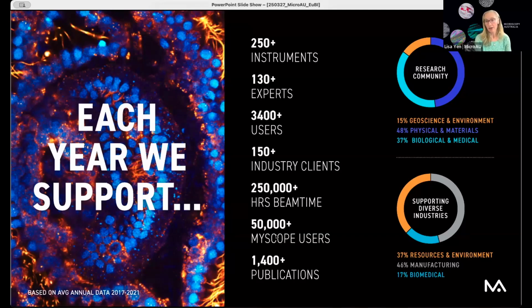I will come back to my scope. It is one of those things that I think at a national level has been a real success story for Microscopy Australia, and that has around 50,000 users per year. And in terms of the academic support that we provide, there are around 1,500 publications across those 9 institutions that are enabled by our facilities.